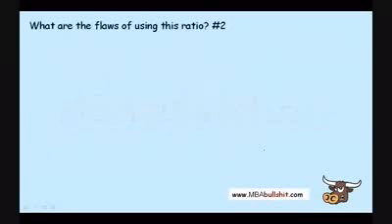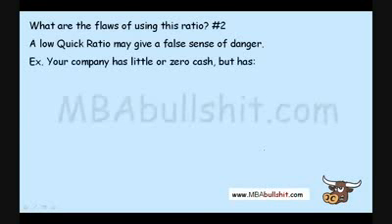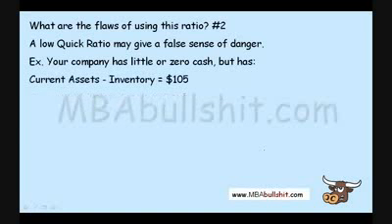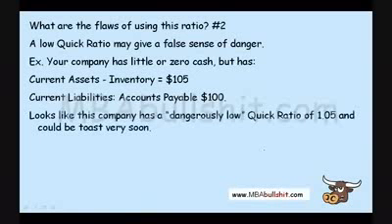Okay. So what's the second flaw? Or what are the flaws of this ratio? Part 2. Well, a low quick ratio may give a false sense of danger. Your company has little or zero cash, and has quick assets of $105 and accounts payable of $100. So it looks like this company has a dangerously low quick ratio of 1.05 and could be in trouble very soon.